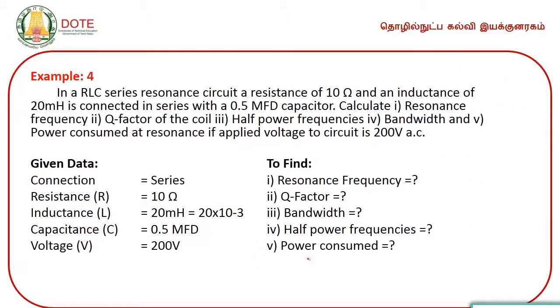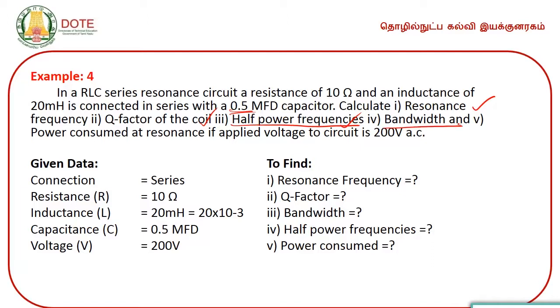Then we will move on to the next problem. In an RLC series resonance circuit, a resistance of 10 ohms and an inductance of 20 millihenry are connected in series with a 0.5 microfarad capacitor. Calculate the resonance frequency, Q factor of the coil, half power frequencies. The main difference between this problem and the previous two problems we did earlier is that in this problem, in addition to the resonance frequency and Q factor, we need to find out the values of half power frequencies also.